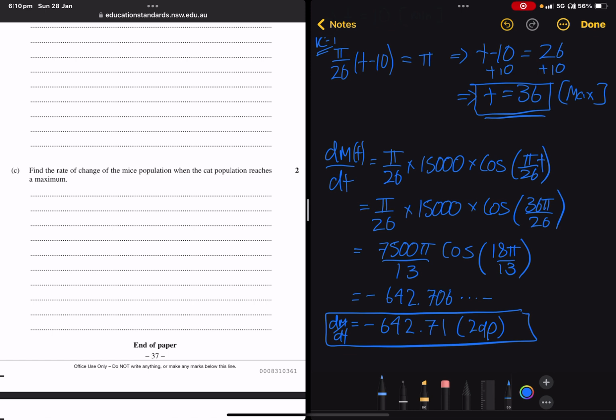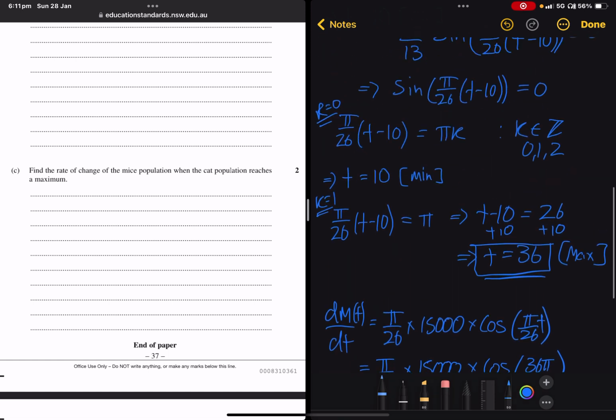And this number essentially makes sense. We expect that as the cat population is at its maximum, the mice population should be decreasing quite quickly. So a decrease of 642 mice per unit time, that's quite a lot. That's almost 1,000, given that the amplitude is 15,000. A change of 642 per unit time is quite a lot. Right? So we're expecting quite a steep decrease at that point. That's what we got here.